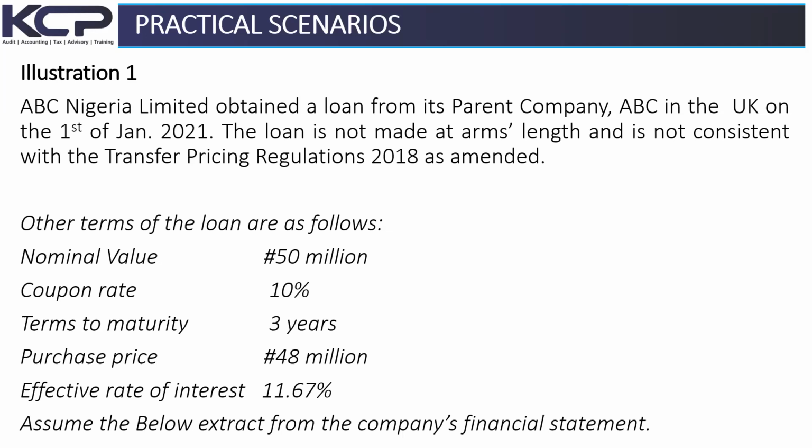Assume the below extracts from the company's financial statements. So given all of this information, I want to reemphasize this again. There is a loan obtained by a Nigerian entity from a foreign entity. The loan was actually taken on the 1st of January 2021, meaning the Finance Act has already taken position. If this scenario were to have taken place before 2019, then all of these conditions that we want to apply would not have been applicable, right? We are applying those two major references, section 24A as amended and Schedule 7, because it is after the operational date of that amendment. So the nominal value is 50 million, the coupon rate is 10%, the term to maturity is 3 years, the purchase price is 48 million, then effective rate of interest 11.7. All right.